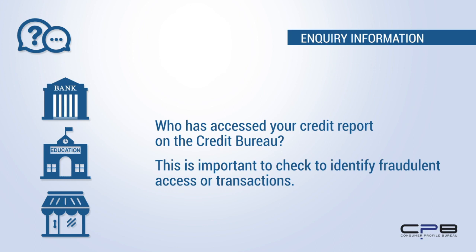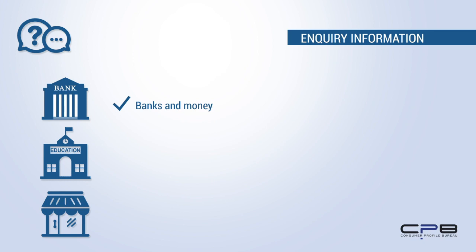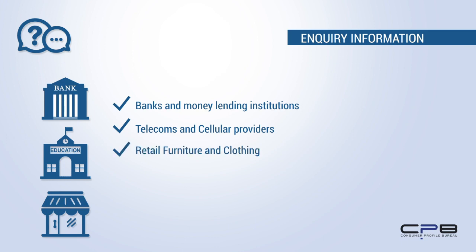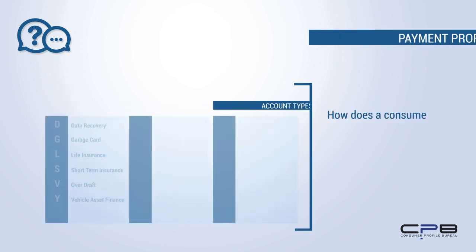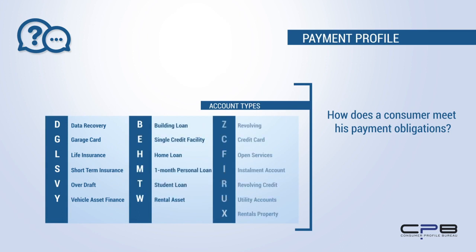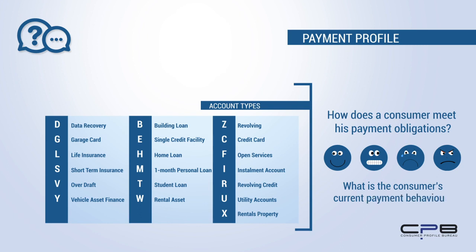Details of your account are supplied to the credit bureaus from the following industries: banks and money lending institutions, telecoms and cellular providers, retail accounts for furniture and clothing, insurance providers, and other providers of goods and services. This includes what your credit limits are, as well as how you are paying these accounts. This information is used to determine whether you are a good payer, as well as what your affordability is when you apply for additional accounts.